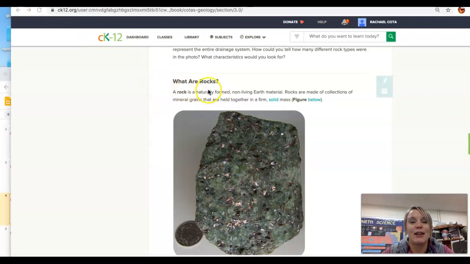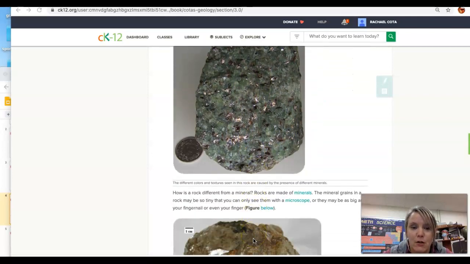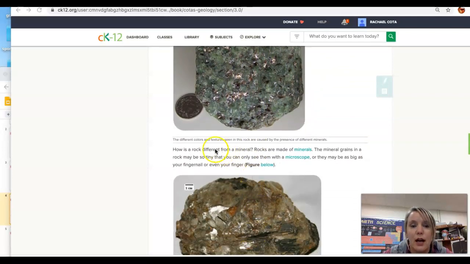As I was saying, a rock is a naturally formed non-living earth material. Rocks are made of collections of different mineral grains that are held together in a firm, solid mass. So you can see in this rock right here that you can plainly see all of these different minerals that are present within the rock, right? How is a rock different from a mineral? Well, rocks are made of minerals.